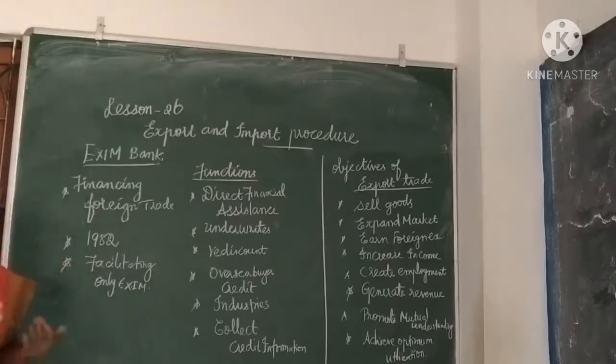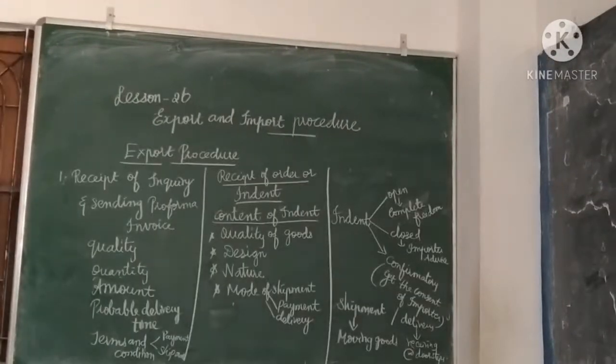Let us move on to the export procedure step by step. First, we are going to receive the inquiry. The first step is you receive an inquiry from an importer. Then you will send him a quotation and a pro forma invoice, which briefly covers the quality, quantity, amount of the goods, probable delivery time, terms and conditions of payment, and also the shipment. This is the first step you do in the export procedure.